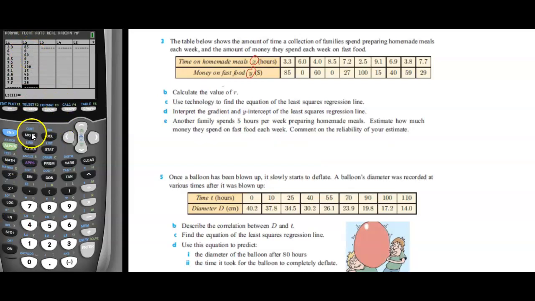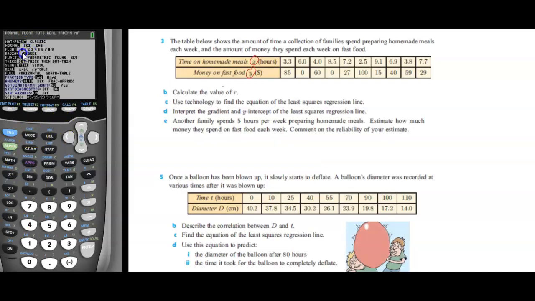Now I just need to make sure that Stat Diagnostics is on. So I press Mode, and I go down to Stat Diagnostics. Yes, it is on. Good. Then I'm going to do Stat Calc Lin Reg to find the value of R. Stat Calc Lin Reg. Enter. L1 and L2 is already the X list, Y list. Perfect. Go down to Calculate, press Enter.